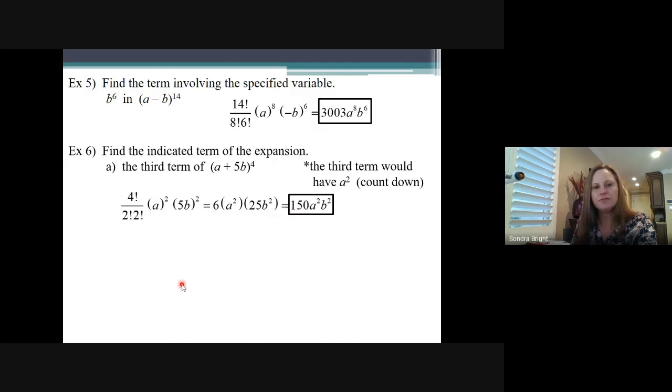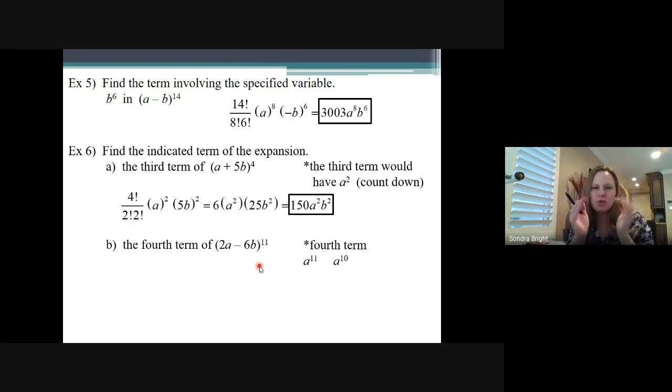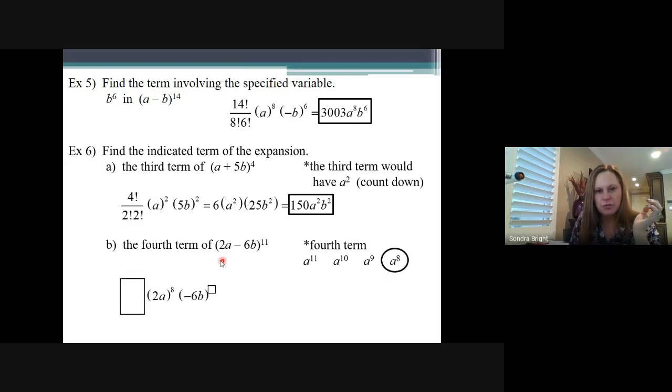How about the fourth term of, ooh, more complicated. Okay, so fourth term. Keep in mind the 2a would have been first to the 11th, right? Then to the 10th. Obviously it's a 2a, but I'm just trying to shorten it real quick. And then the third term would have been to the 9th, and then the fourth term would have been to the 8th.